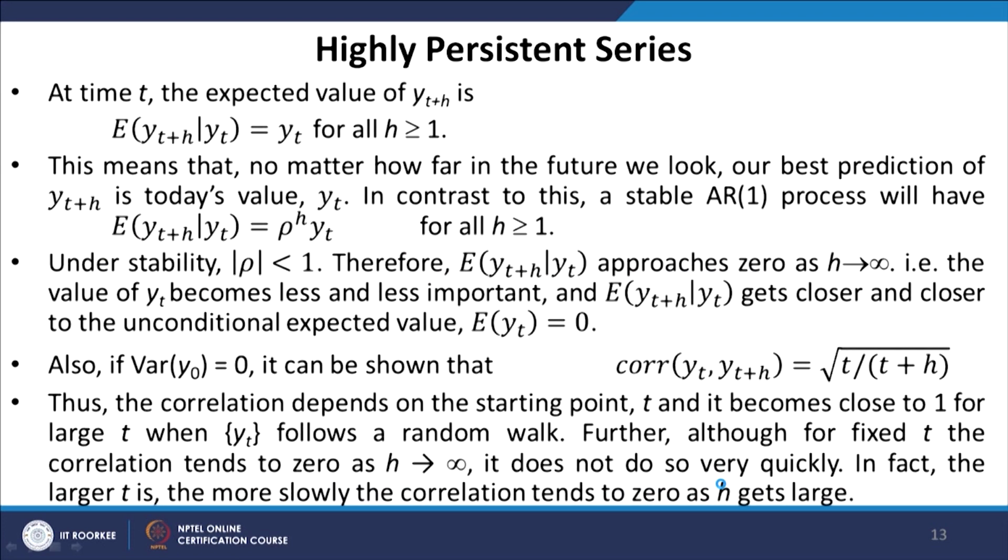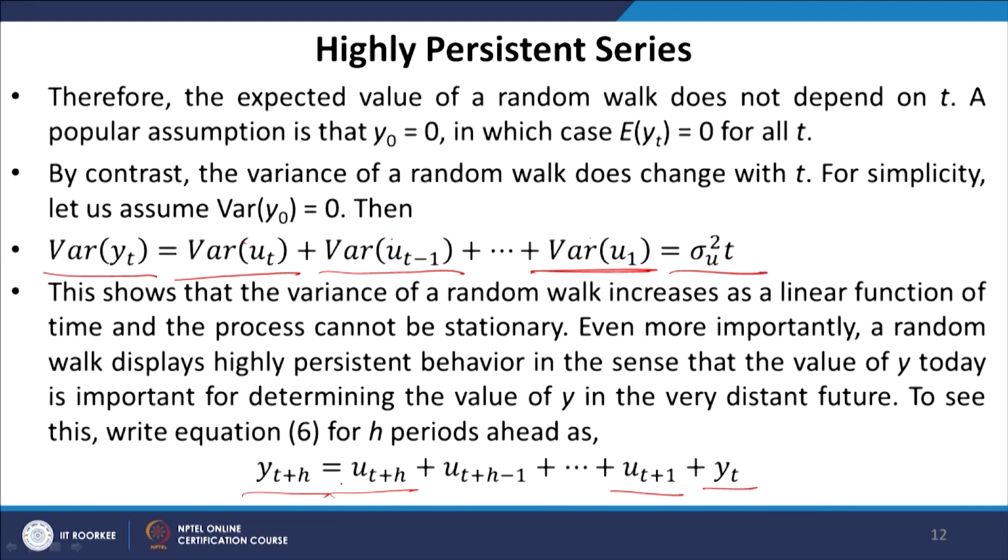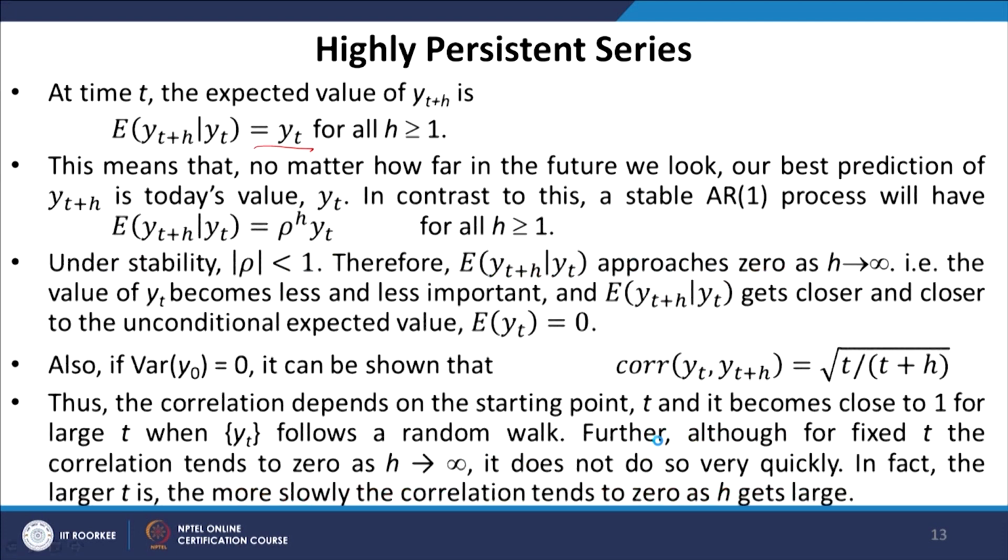At time t, the expected value of yt plus h is actually yt because all the expected values of the ut's are equal to 0. So, this happens for all h greater than or equal to 1. This means that no matter how far in the future we look, our best prediction of yt plus h is today's value yt because we cannot predict anything about the random component, right.